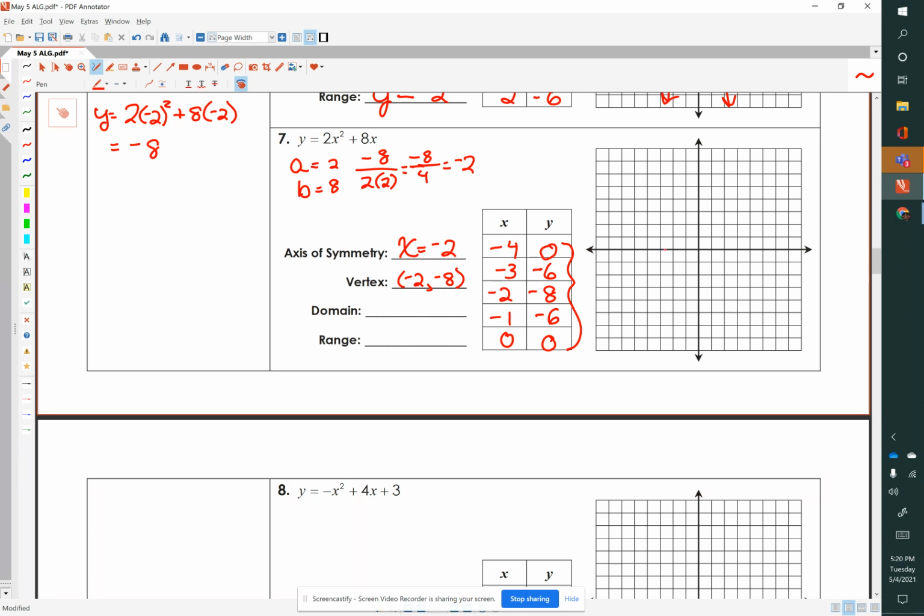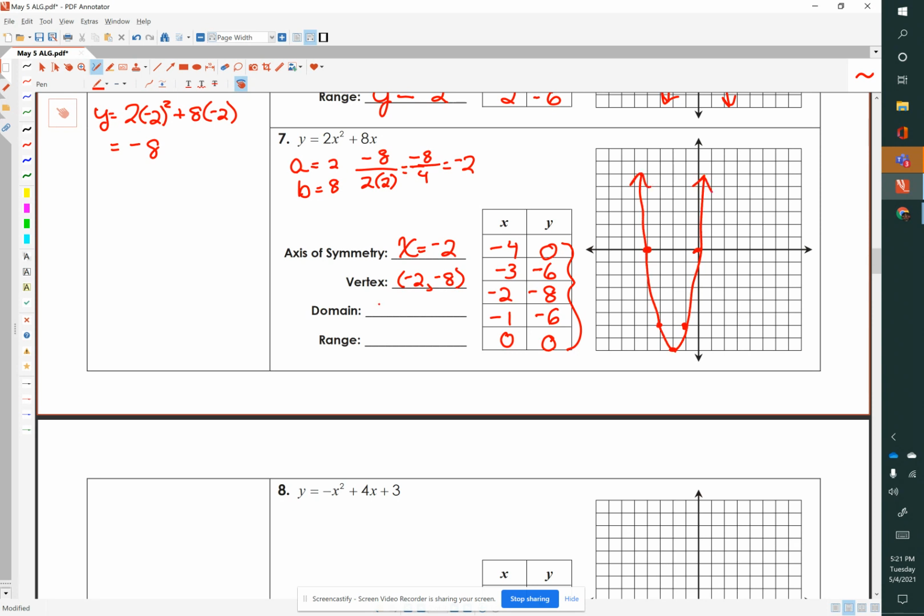So let's go ahead and plot this. This will be (-4, 0), (-3, -6), and (-2, -8), and that's our vertex. Then (-1, -6), and (0, 0). So look at this. A long, thin parabola.